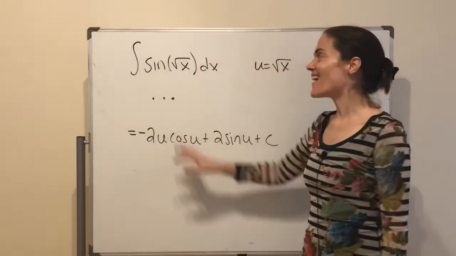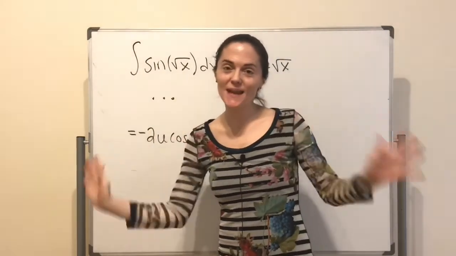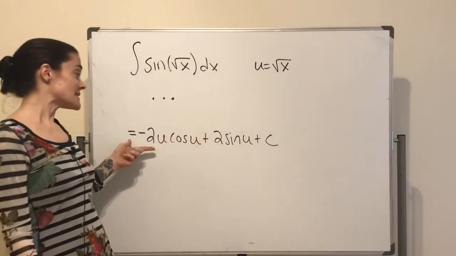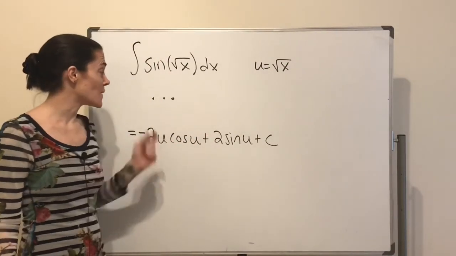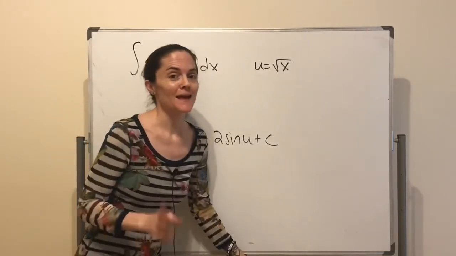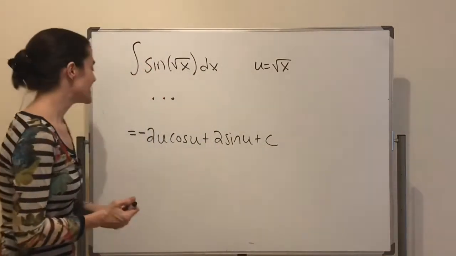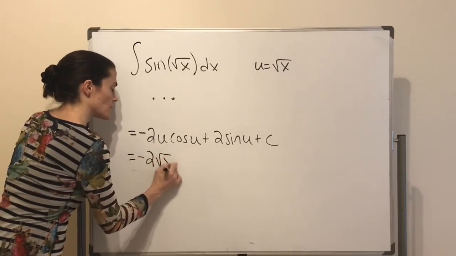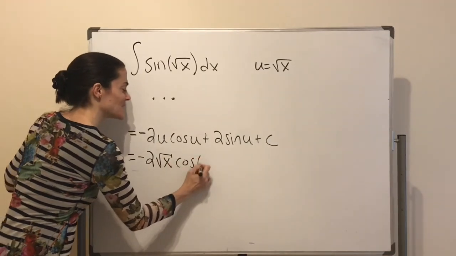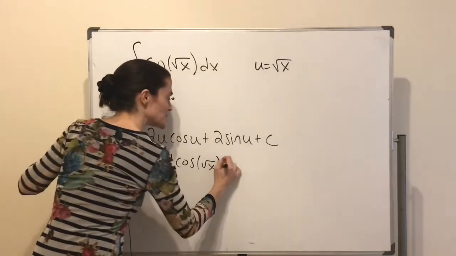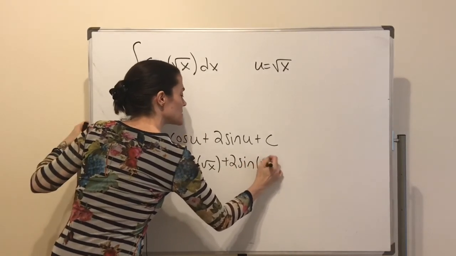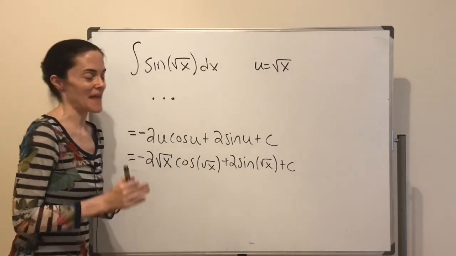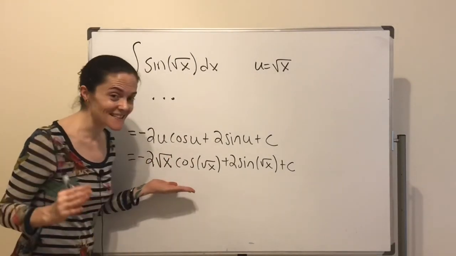Class, we just saw we were integrating sine square root x dx, and the details we just discussed. My second to last step had this, where u was the square root of x. But then, and hopefully you caught this, I didn't copy my minus sign, so the correct answer is minus 2 square root x cosine square root x plus 2 sine square root x plus c. This minus sign was left off, and my apologies, but this is our answer.